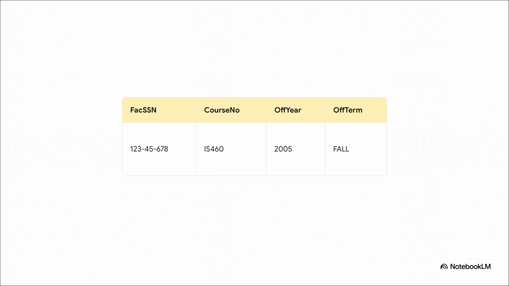Next up, evidence file number 2, the offering table. Now we're getting somewhere. Using the professor's ID from the last table, we can link him to a course number, IS460, for the fall 2005 term. But what on earth is IS460? See, the story still isn't complete.